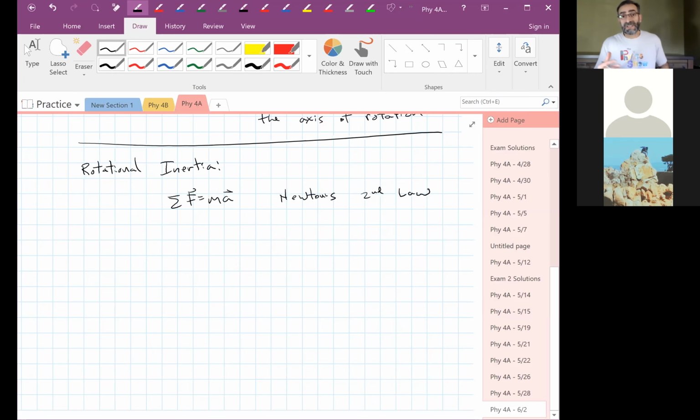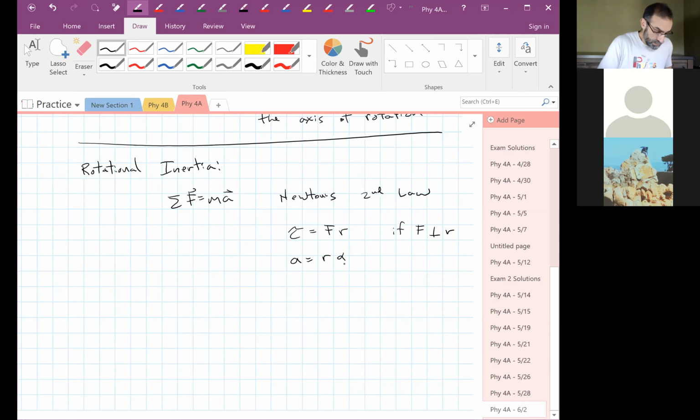And in special cases, when the force is perpendicular to the radius where we're applying something, the torque is just the force times the distance. And we know that a is equal to r alpha, right? That's how we can convert back and forth between translational motion and rotational motion. We multiply by the radius, right?